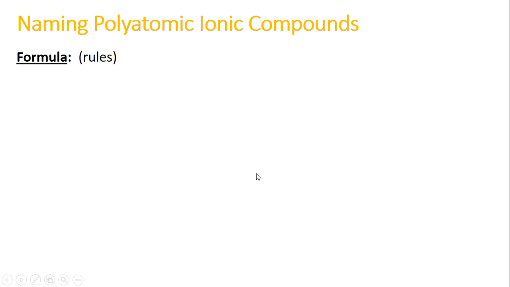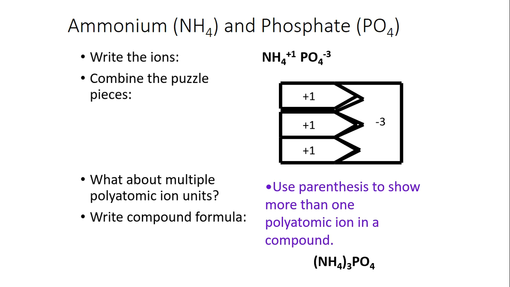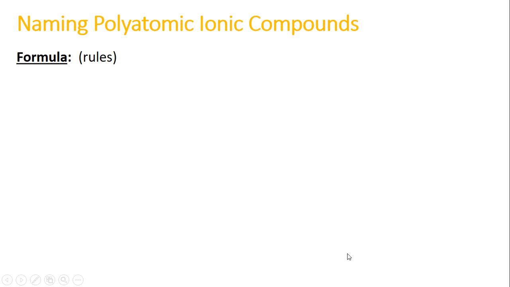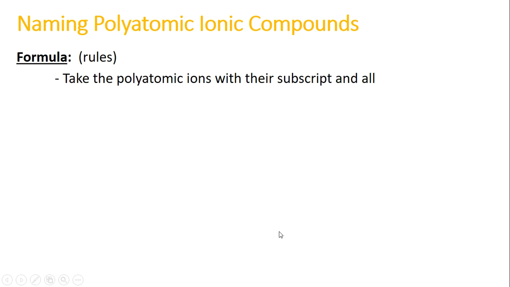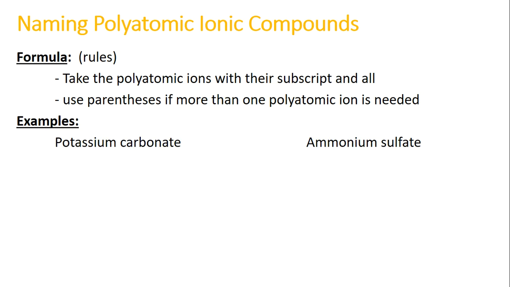All right, so here are the rules for naming polyatomic ions. The polyatomic ions with their subscript and all, you need to take the whole thing. You don't just take, for example, with the PO4, you don't just take the PO as some people have tried to do, or just the NH. You need NH4 for the ammonium and the PO4 for the phosphate. You're going to use parentheses if you want more than one polyatomic ion. So here are some examples.